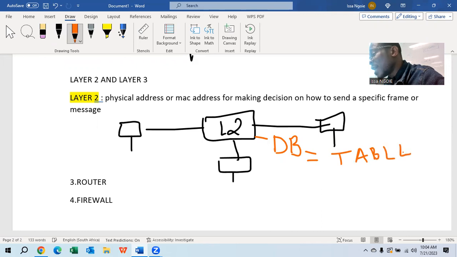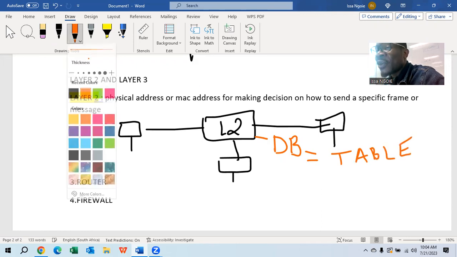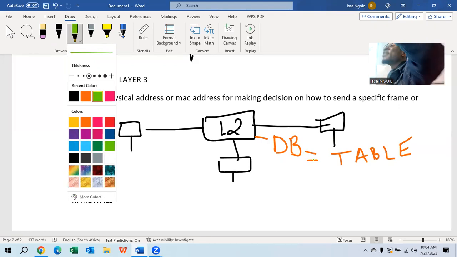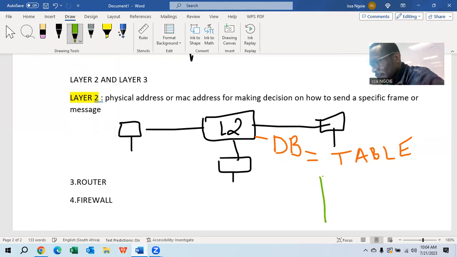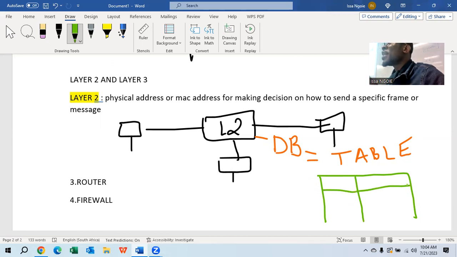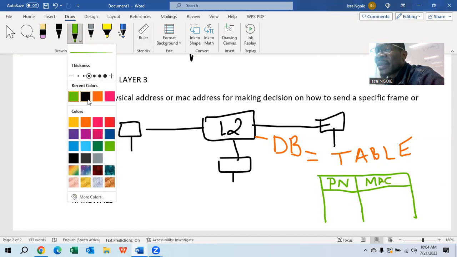This is what you have to understand. There's a table, and that table will be something like 2 columns. This is how that database looks. Column number 1 is the port number. This is what you're going to find inside the database: port number and what? MAC address.